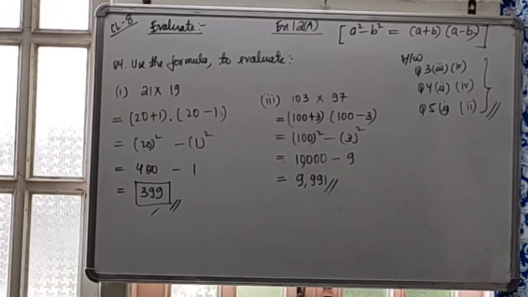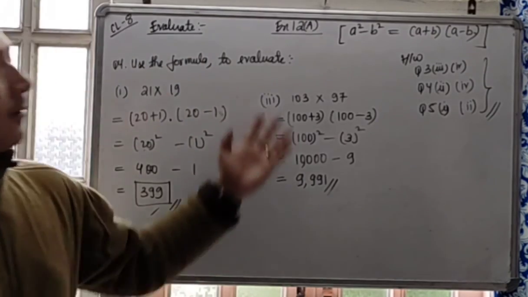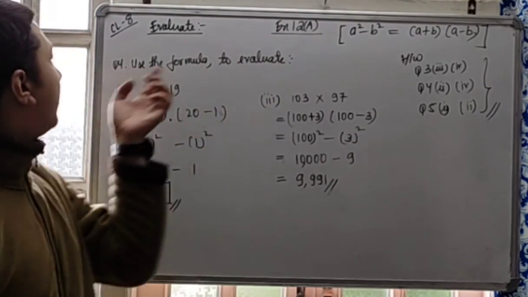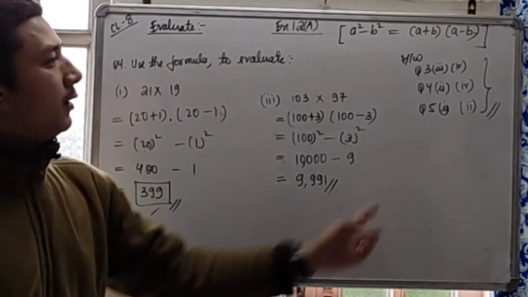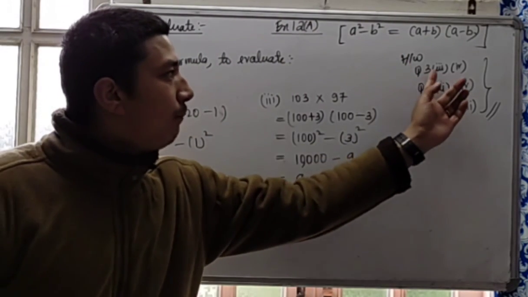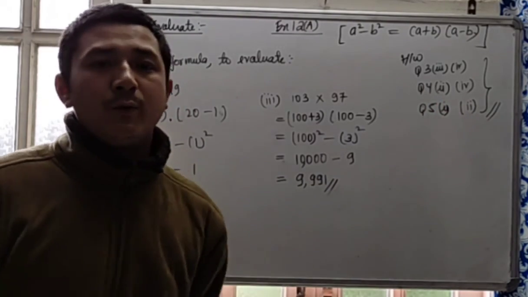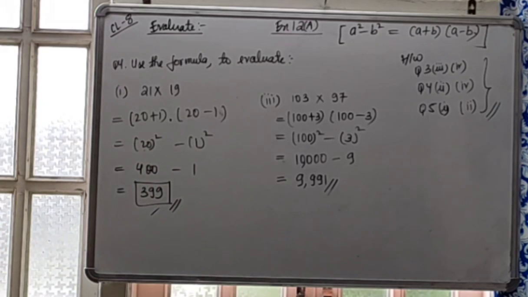Alright, boys, we come to the end of today's class. Okay, so with this formula we are able to do 4 part 1, 4 part 3. Your homeworks I have written out here: 3 part 3, part 4, 4 part 2, part 4, 5 part 1, part 2. So please complete this and submit it to me by tomorrow.